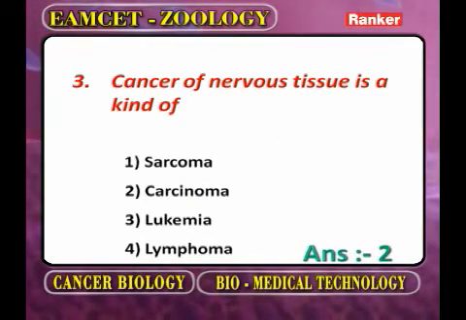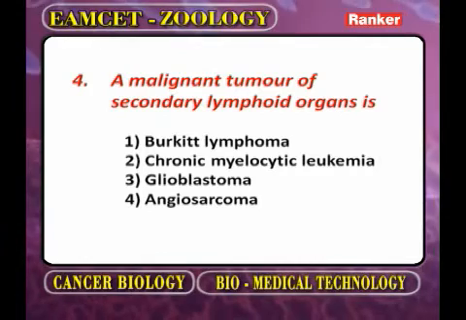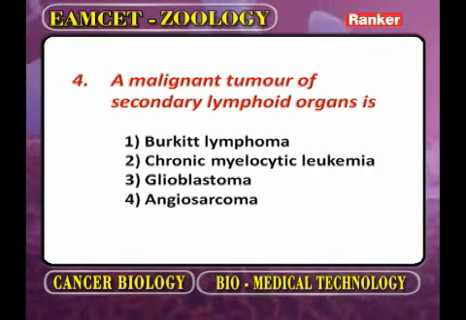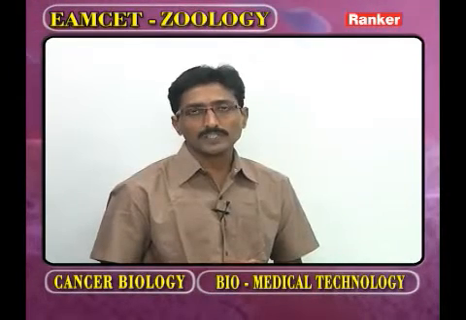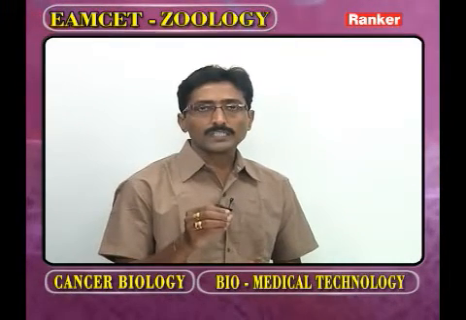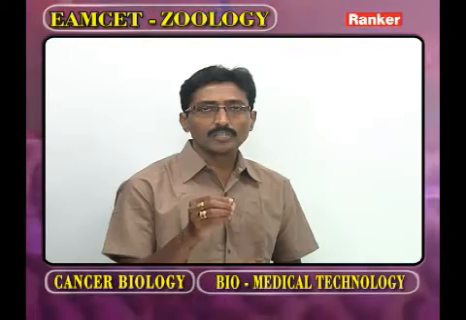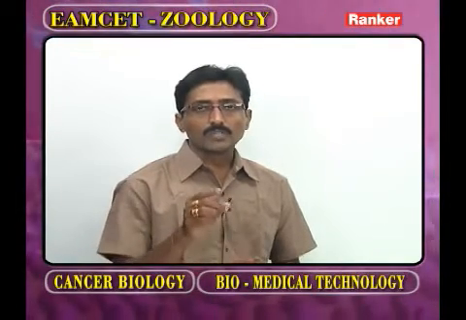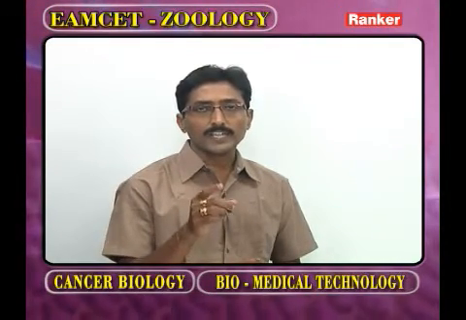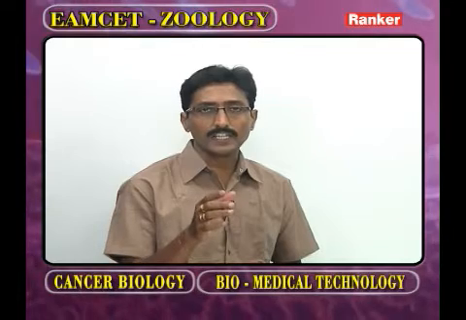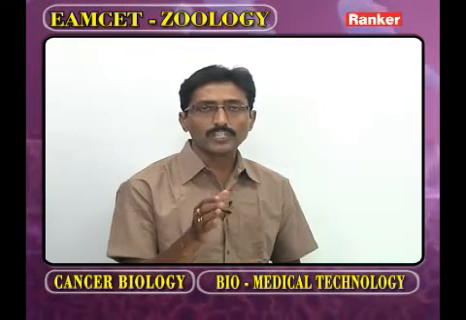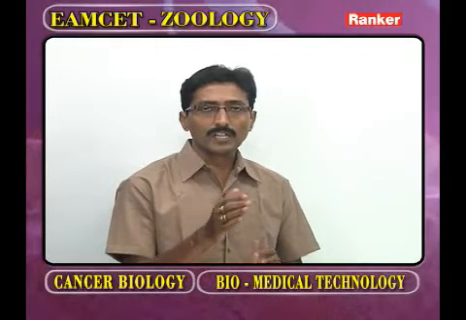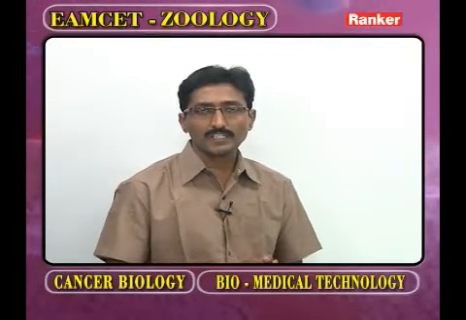The next question. A malignant tumor of secondary lymphoid organs. We discussed immunology in the previous classes. What are the cells of immunology? One we call B cell, the second one T cell and NK cell, and mononuclear phagocytes, polynuclear phagocytes. All these are discussed in the previous classes.